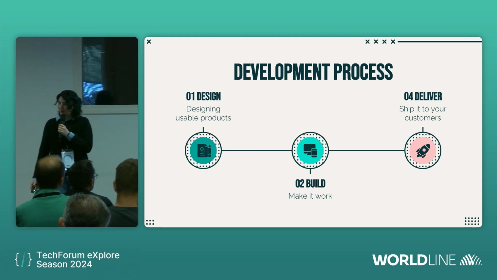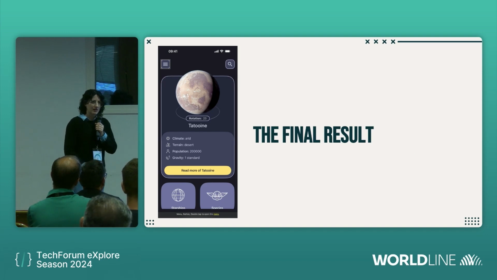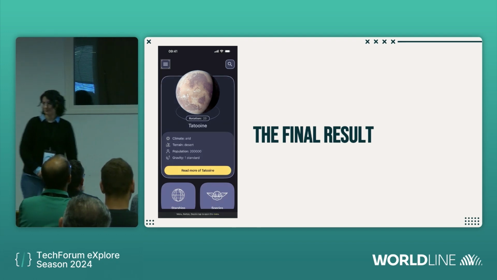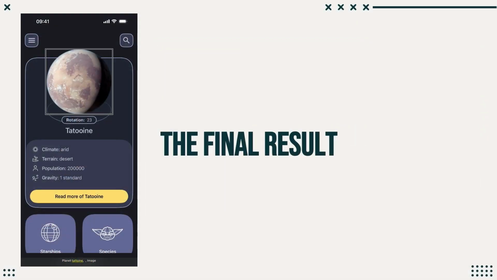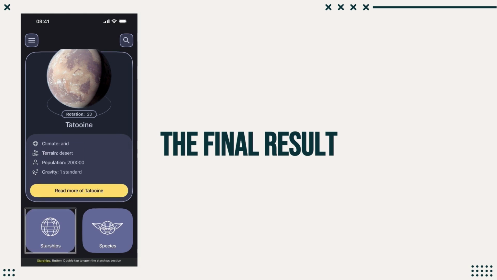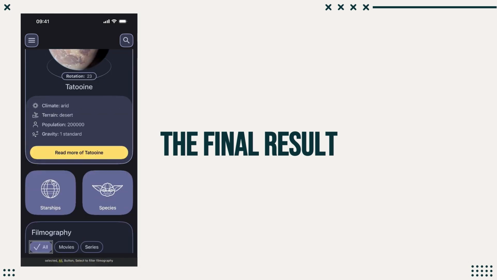So that is the end of it. This is the final product. You will see we have made all the changes that we explained during the process, and let's see how it turned out. Search button. Tatooine heading. Planet Tatooine image. Rotation 23. Climate arid terrain desert popular. Read more of Tatooine button. Starships button. Species button. Filmography heading. Selected all button.